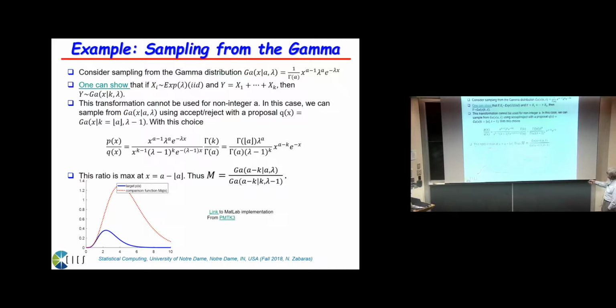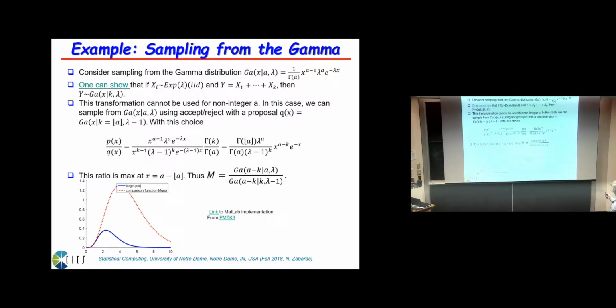And if you do the calculation, you take the ratio of pi over q, it comes out that the coefficient m is the ratio of two gamma distributions evaluated at the point alpha minus k, where k is the integer part of alpha, with these parameters. Now you may say, this looks idiotic, why are you going to sample from another gamma distribution if your goal is to sample this gamma distribution? Well, it's actually not as trivial as that.